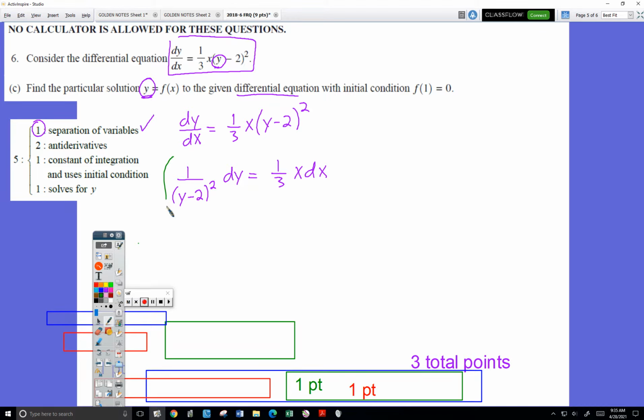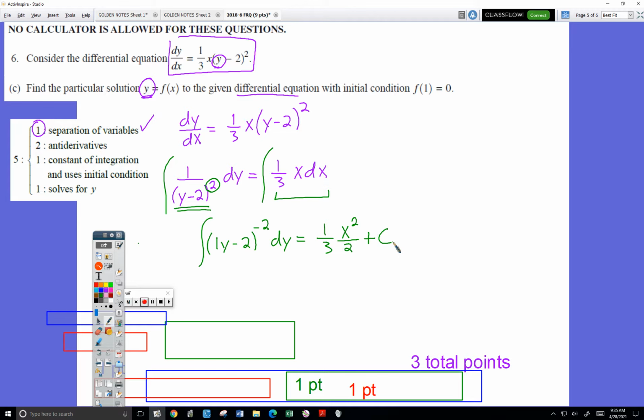Now we take the antiderivative of each side. This is going to require the ax plus b rule, but it's not the natural log. We've got to move it to the numerator because we've got a squared. You can't use the natural log rule. So this becomes the antiderivative of y subtract 2 to the negative 2 dy is equal to, this one I can do right away. That's going to be 1/3 x squared over 2 plus a constant.